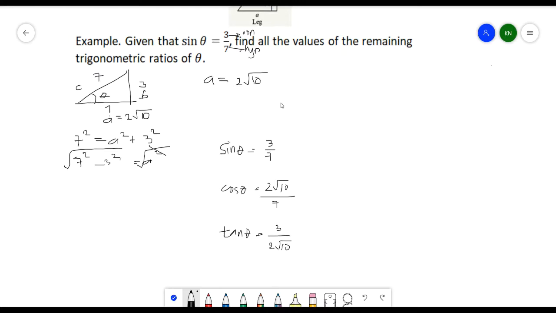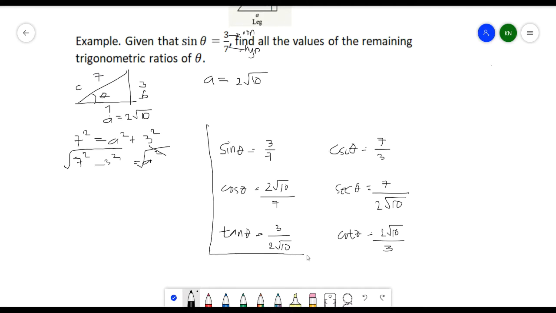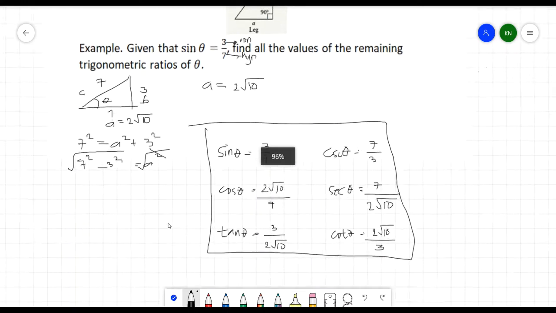For the other trigonometric functions like the cosecant theta, you just have to reciprocate the value of this one. And we also have the secant theta, so we have 7 over 2 square root of 10. And for the cotangent theta, we have 2 square root of 10 all over 3. So this is now the trigonometric functions of our right triangle here. Those were all the discussion for this video.